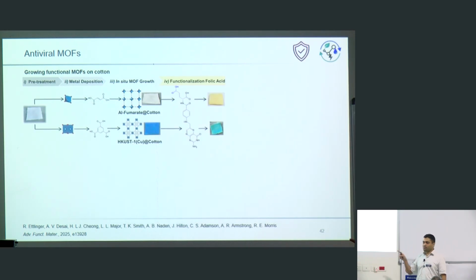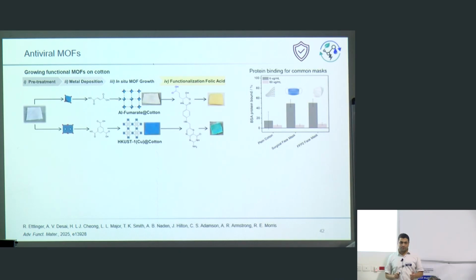And why this color change is important, especially in the bottom case, is that the color change in copper happens when there is ion distortion, right? So that indicates that the folic acid is actually binding to the copper and not sitting somewhere else. So this was a good indication to show that this is actually working as a strategy, that the folic acid is now going only on the surface.